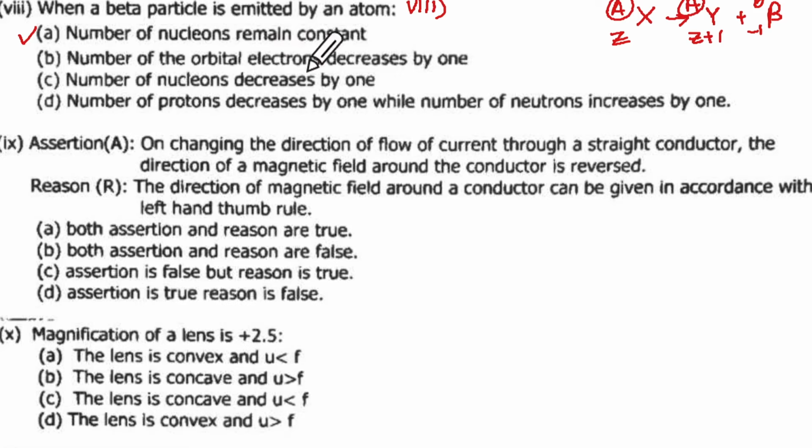Number of orbital electrons decreases by one. Orbital electrons are not affected at all. Number of nucleons decreases by one. A remains A, so no. Number of protons decreases by one. No, protons increases by one. So this also is wrong. Understood how to go with that? Say yes, ma'am.